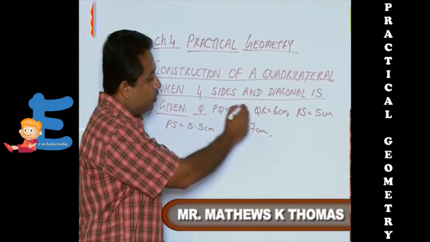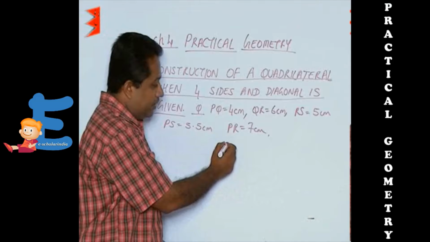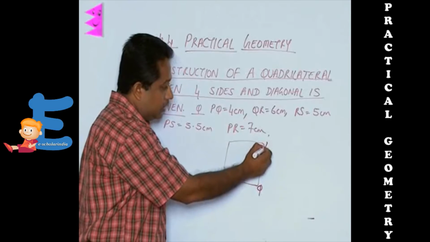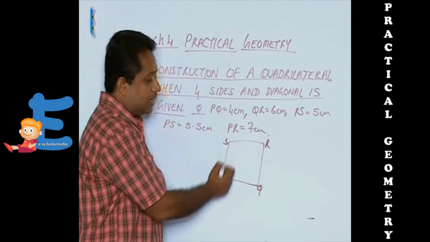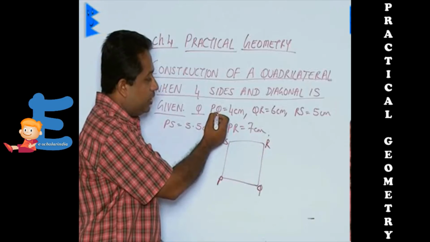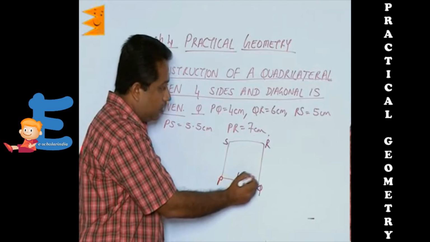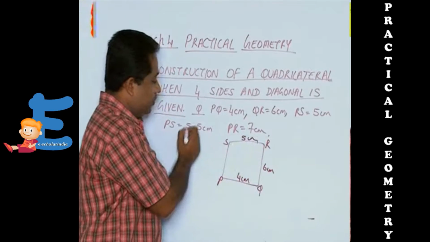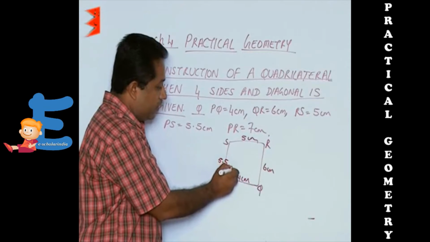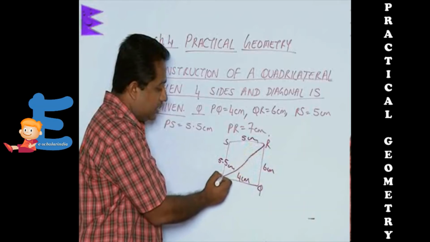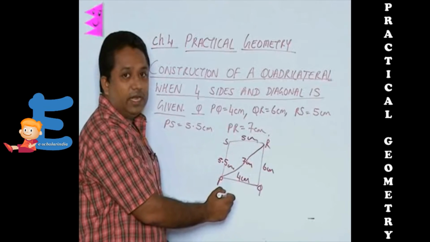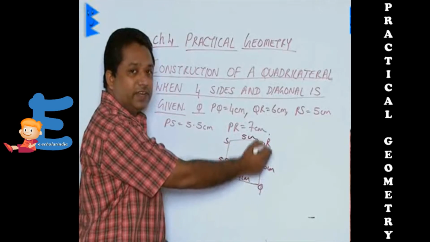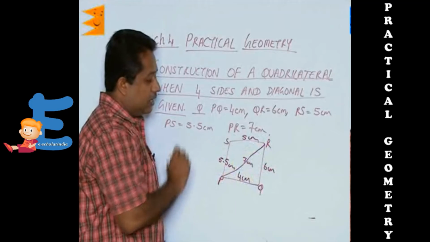Now how do we find which are the sides and which is the diagonal? For that, we can make a rough figure here. Let us name the figure PQRS. After drawing this rough quadrilateral, you are going to put down these dimensions. PQ is 4, QR is 6 centimeter, RS is 5 centimeter, PS is 5.5 centimeter, and finally PR is 7 centimeter. So PR is the diagonal. So we have been able to identify the four sides and one diagonal. PQ, QR, RS and SP are the sides of the quadrilateral and PR is the diagonal.